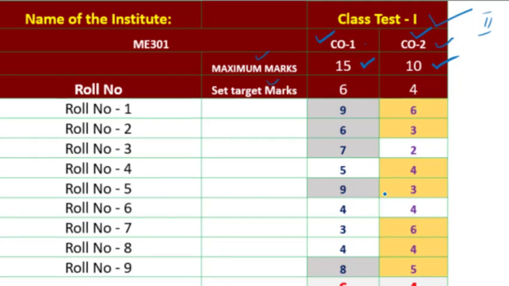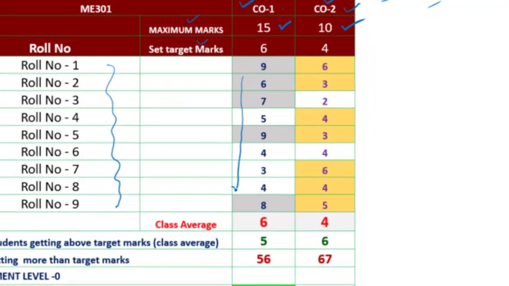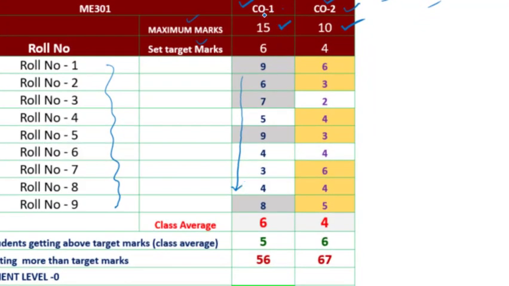First we have to tabulate the marks for the students, 9 students. These are the marks scored by the students in the questions addressing CO1, and in the questions addressing CO2 the students scored these marks. From this we can calculate the class average, which is 6 for CO1 and 4 for CO2.